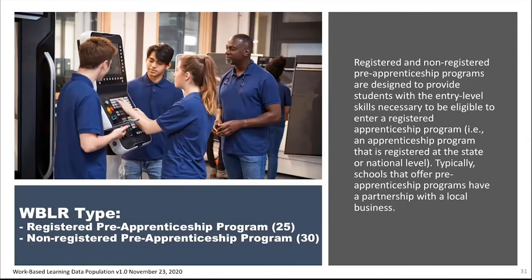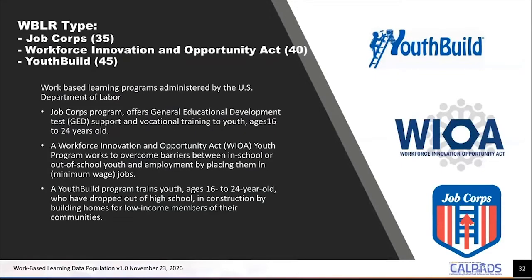So a pre-apprenticeship program is designed to provide students with entry-level skills necessary to be eligible to enter a registered apprenticeship program. Example of those would be an apprenticeship program that is registered at the state or national level. Typically, schools that offer pre-apprenticeship programs, they have partnership with a local business. So again, the code sets document would have a little bit more detail about these types of work-based learning types if you're interested to review offline.